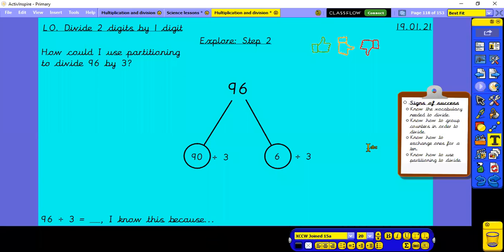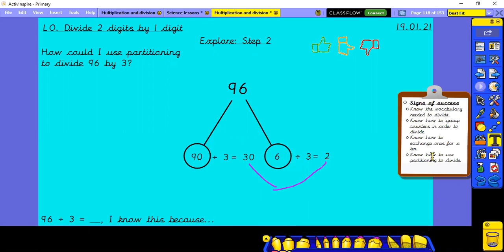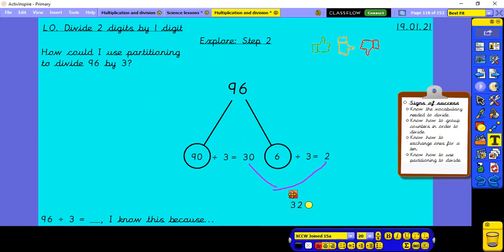Okay, so firstly check that you've partitioned 96 correctly. So you've got 90 and 6, okay? And then you need to divide each part model by 3. So 90 divided by 3 equals 30, and 6 divided by 3 equals 2. And remember, just like we did before, we now need to add these 2 numbers together, which gets us 32.